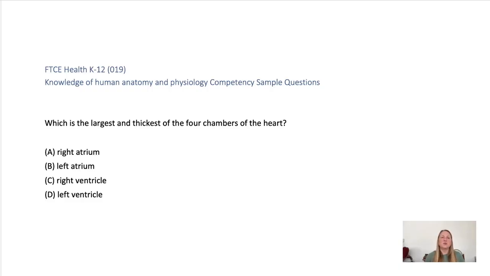C, right ventricle. This is incorrect. This one pumps blood to the lungs, which are nearby. The correct answer is D, left ventricle. A human heart has four chambers, and they are the two atria on the top and the two ventricles on the bottom. The left ventricle is the largest and thickest chamber because it is responsible for pumping the blood from the heart to the rest of the body.